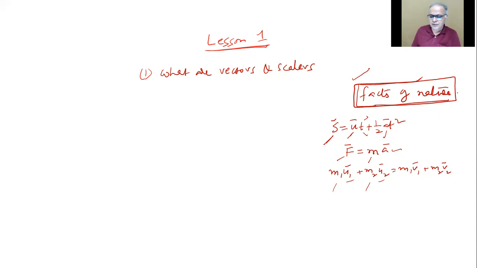Okay. But I would like to remind you one thing. You know very well, scalars means a magnitude alone, no direction. Vectors means both magnitude and direction. But there is one more word here which I have to mention because I mentioned the words facts of nature here. They are tensors. At this level, 11th and 12th, we don't deal with tensors. That's why the lesson's heading is only vectors and scalars.